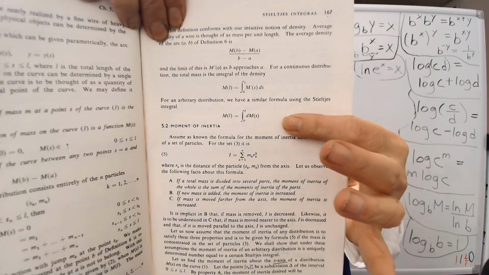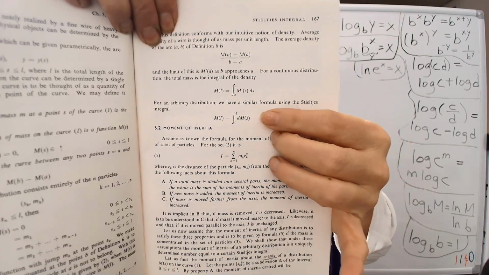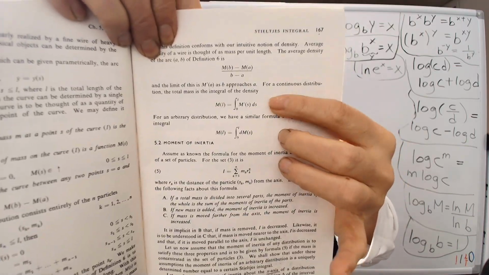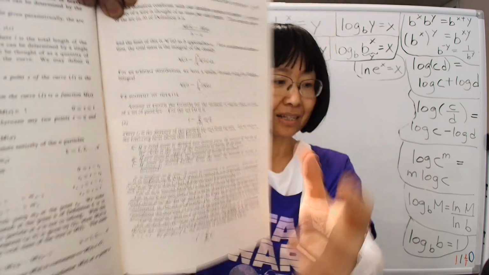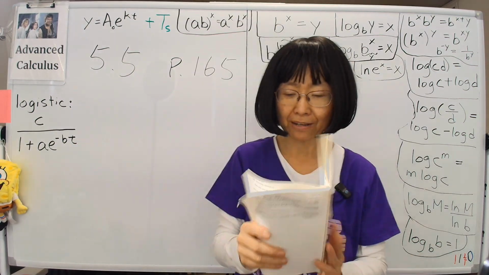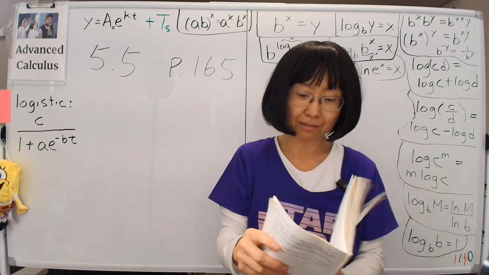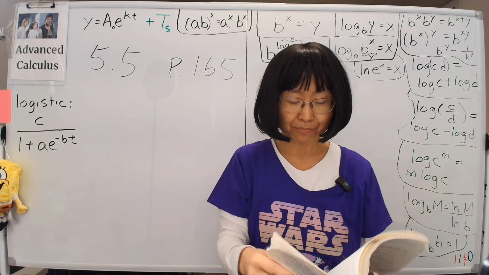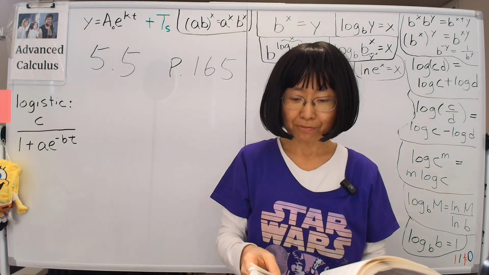An arbitrary distribution, you can also write it like this, okay? The dm, being a dm, is m prime s ds. So that's how that works. So please read all this stuff yourself, okay? And read any details that I might have missed.